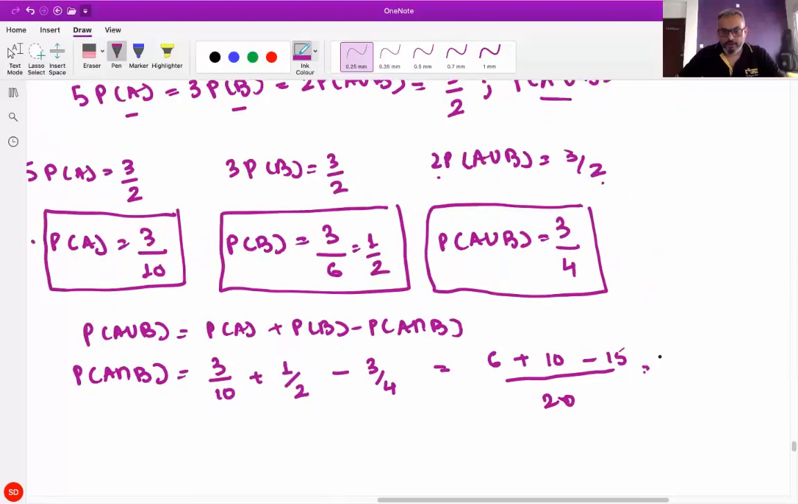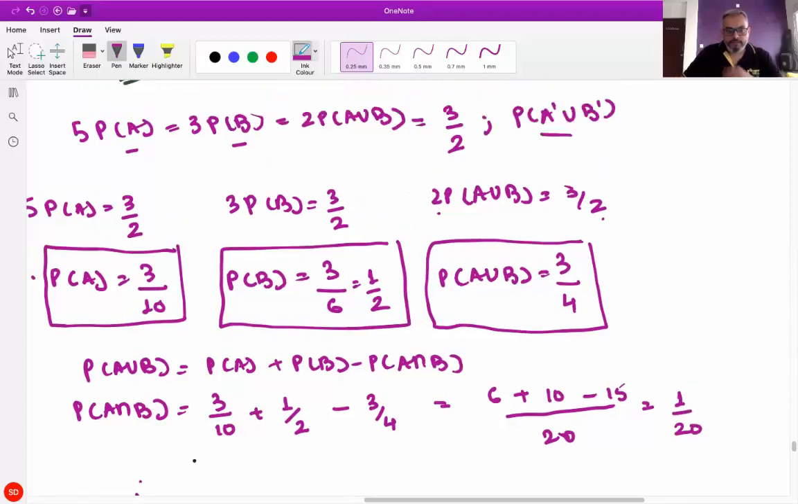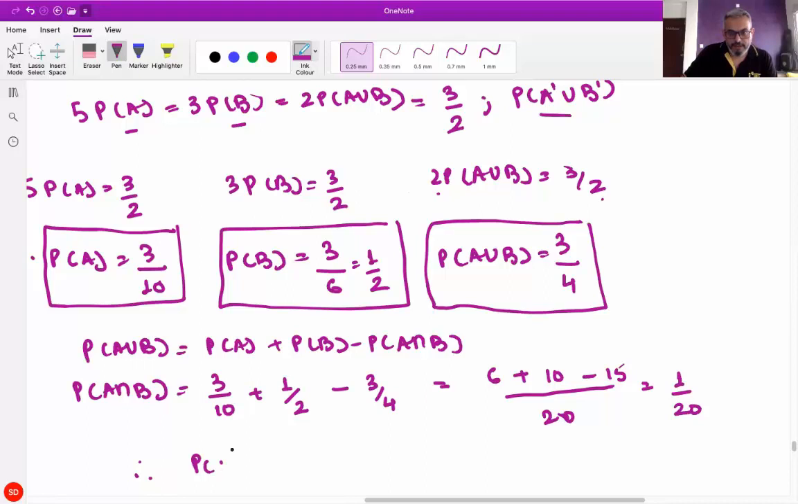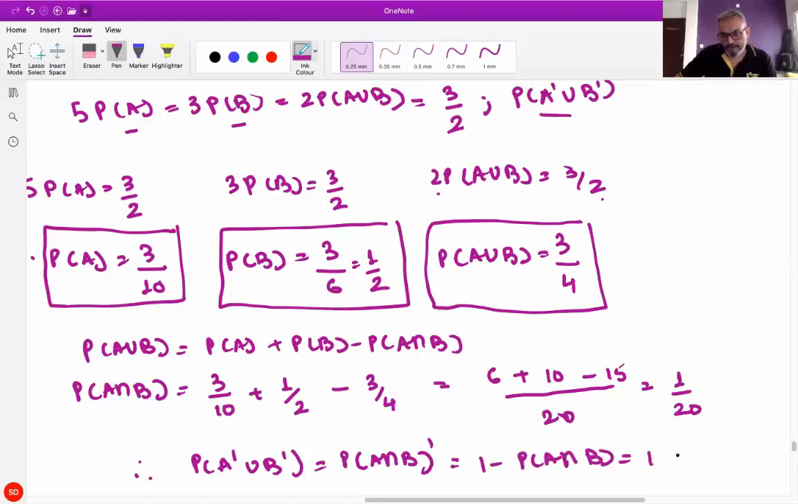Which is equal to 1 by 20. Therefore, P of A complement union B complement is equal to P of A intersection B the whole complement, which is 1 minus P of A intersection B, which is equal to 1 minus 1 by 20, which is 19 by 20.